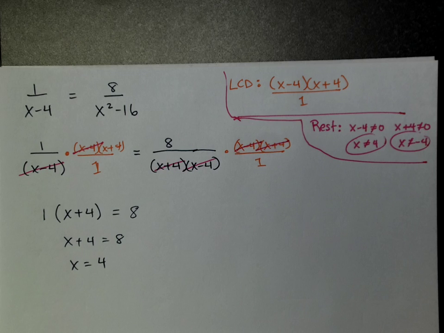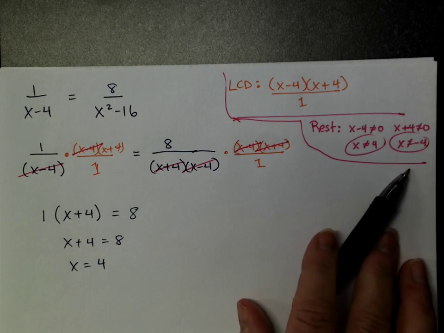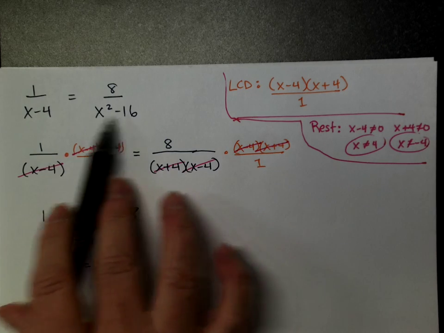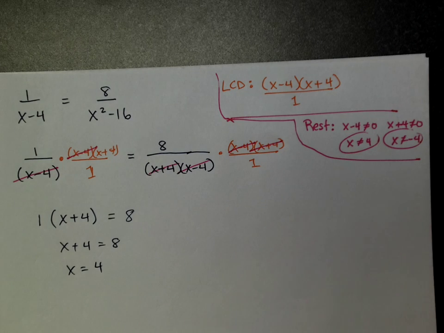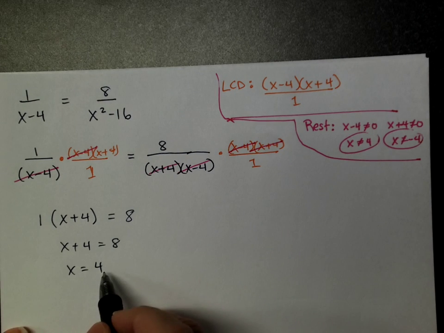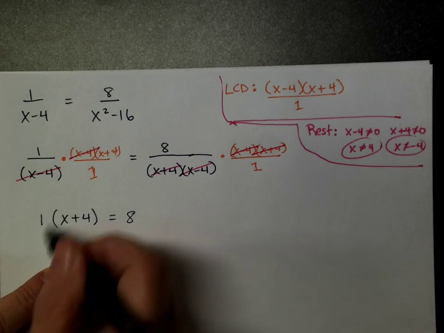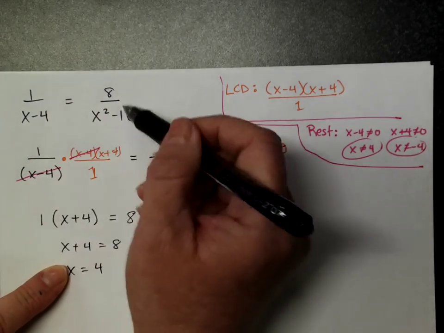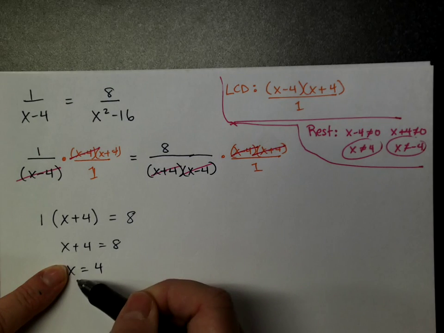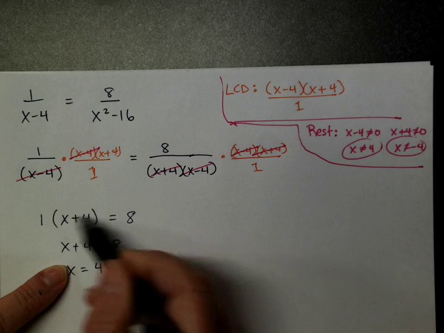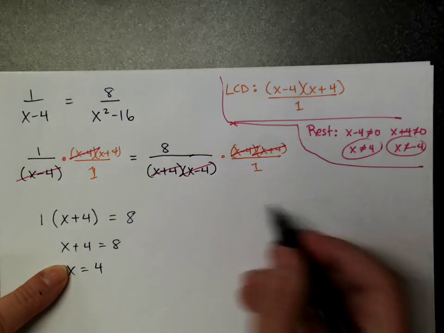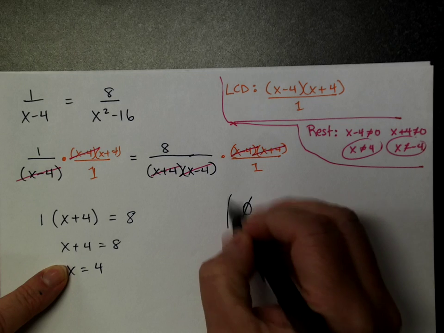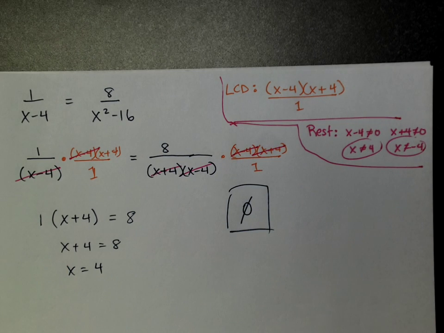Now, before I put that in set notation, declare that the solution and walk away, you can't. 4 would make both of these undefined, because it violates our restrictions. Therefore, because that was the only possible solution to this polynomial, it's a bad one. Our solutions to the rational will be among the solutions to the polynomial, but some might have to be thrown out. In this case, there was one solution to this linear polynomial, and it was a bad solution for the original rational. So since there's nothing else, no solution.